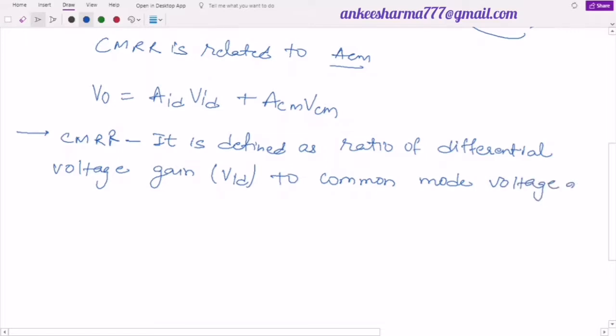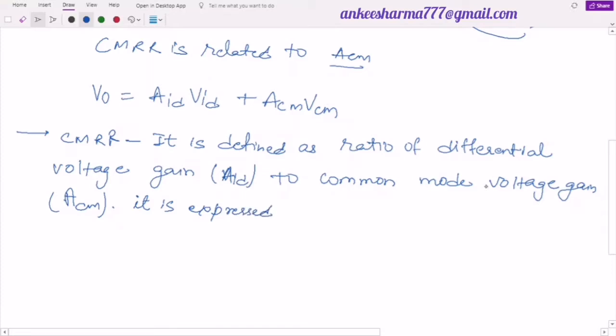Voltage gain, in the bracket I will write here ACM. Sorry, differential mode voltage gain, so I will write here AID. It is AID and this is ACM. And it is expressed in decibels.